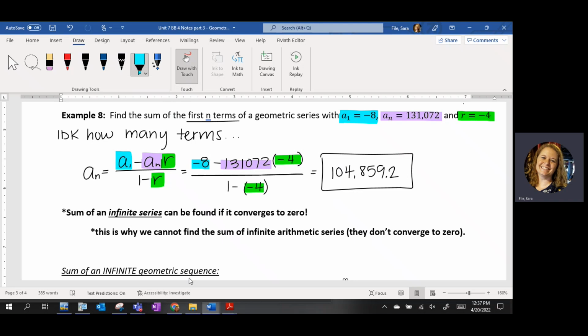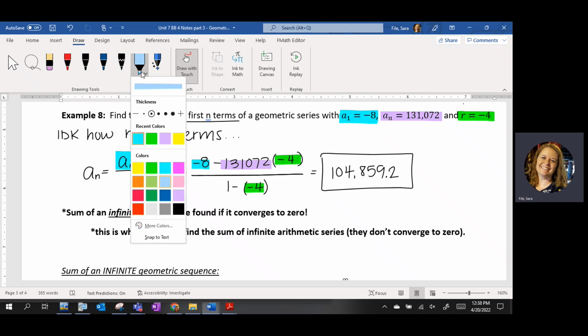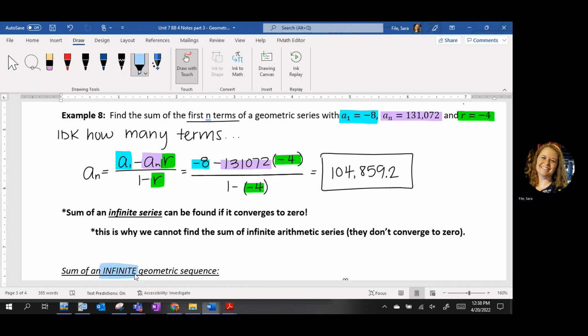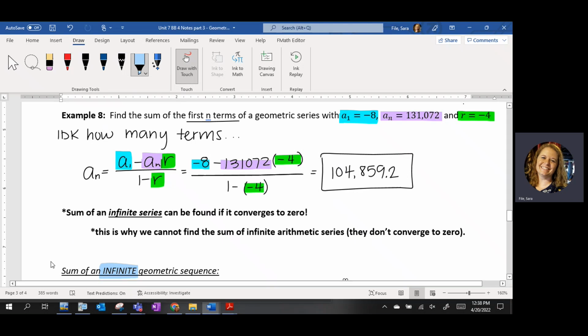Now, those were both examples of finite sums, okay? Finite series, because there was a set number of terms. Now we're going to look at what about when it is an infinite sequence or series. Okay, so you need to remember what we talked about in part 1 of our notes. We said we could find the sum of an infinite series if it converges to 0, meaning if the end behavior approaches 0, right?